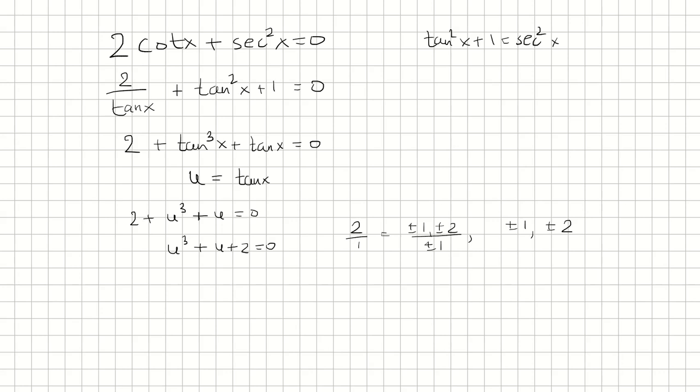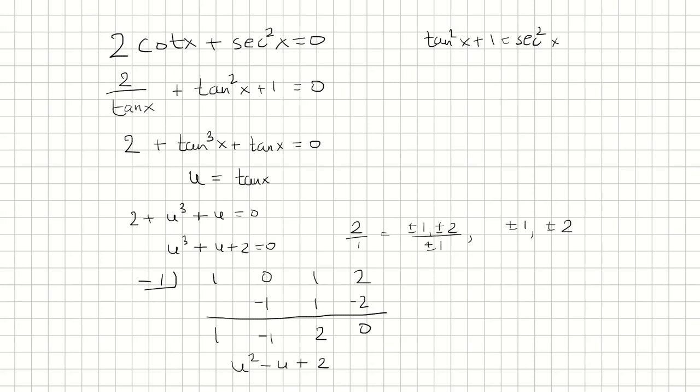And then from here, we're going to plug it in, and we'll see that negative 1 is actually the one that works. So I'm going to use synthetic division. So we have u cubed, there's no u squared, there's one u, and then there's a 2. We're going to bring down the 1. 1 times negative 1 is negative 1. Add, multiply, add, multiply, add. So we end up with u squared minus u plus 2.